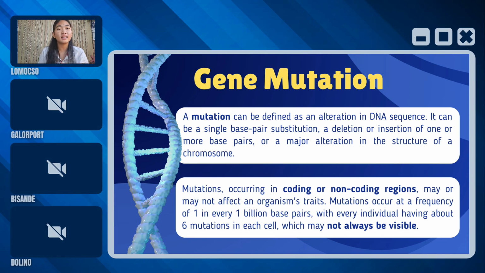Mutations occur at about 1 in every 1 billion base pairs. Everybody has about 6 mutations in each cell in their body. So if I have that many mutations, why don't I look weird? It is because mutations are not always seen. The affected gene may still function.